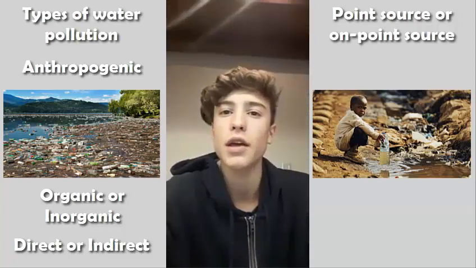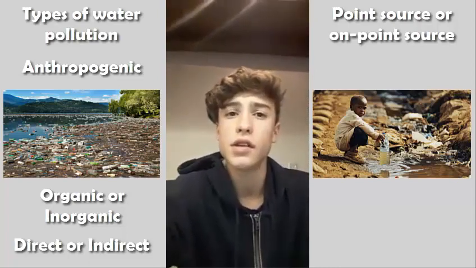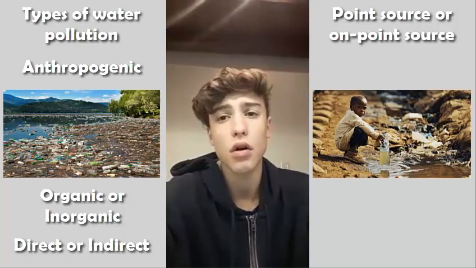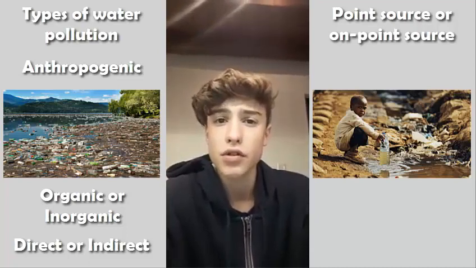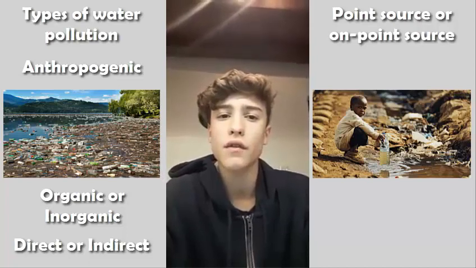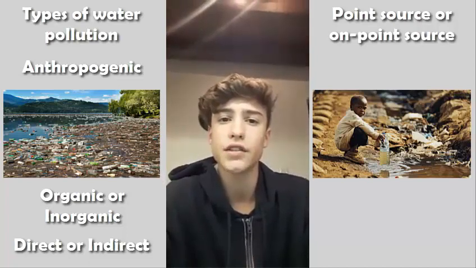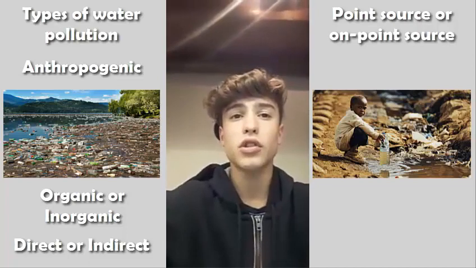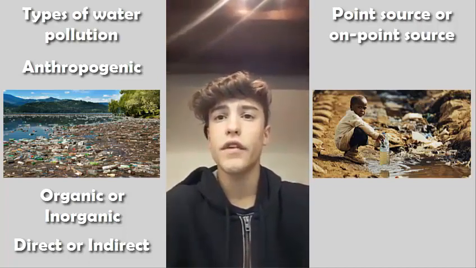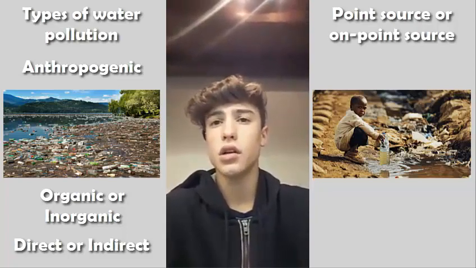Fresh water can become polluted. Pollutants can be: first, anthropogenic, that are created by human activities, or natural; second, point source or non-point source; third, organic or inorganic; and fourth, direct or indirect. Types of organic pollutants are animal waste and food processing waste, with the effects of eutrophication and smell.